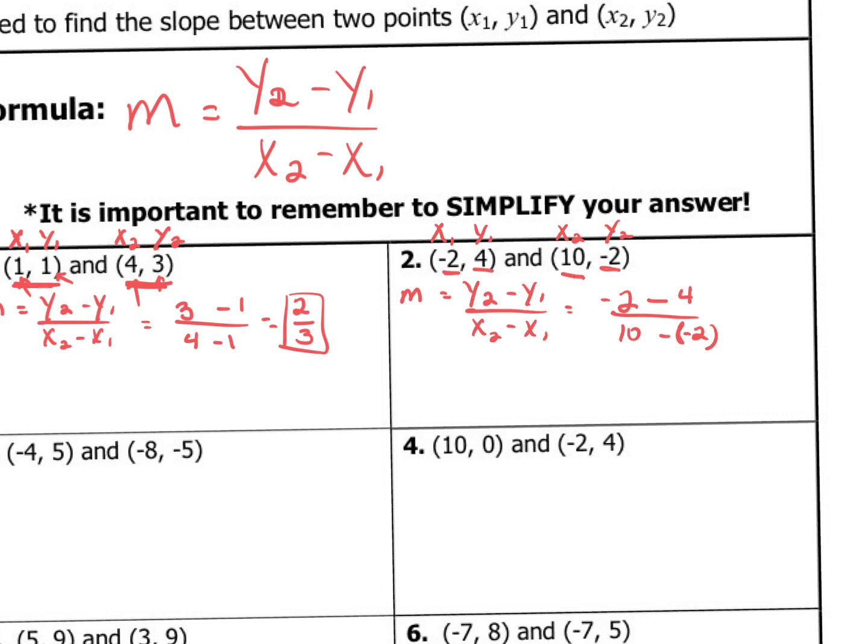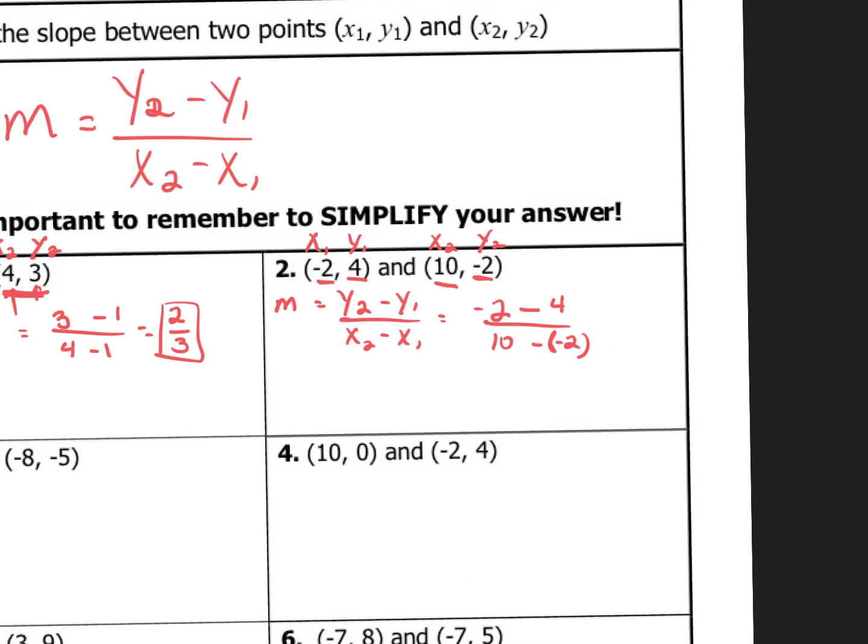Whenever you are inserting a negative number into an equation, you should put that negative number into parentheses when it's behind another subtraction sign so that you can see that these are two negatives. And two negatives make a positive when you're adding and subtracting. So this is really 10 plus 2, which is 12. And negative 2 minus 4 is negative 6.